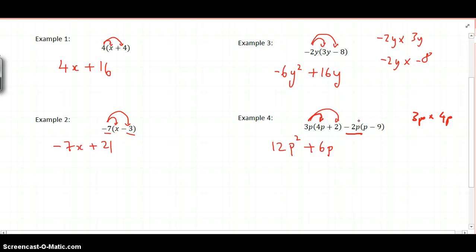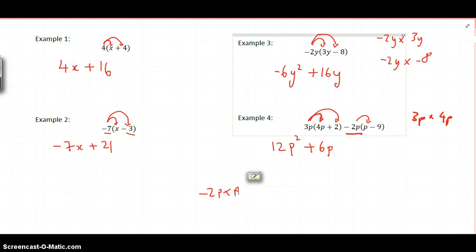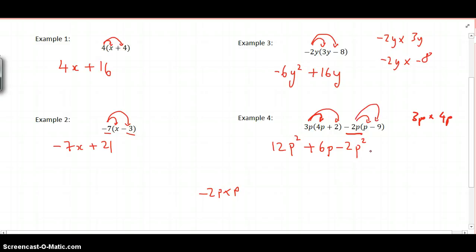Now the next section is minus 2p, so let's just write it down here, minus 2p times p. That gives us a total of minus 2p squared. And the last thing we need to multiply is this minus 2p with that minus 9.